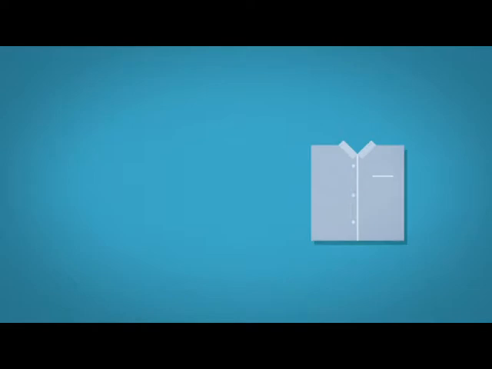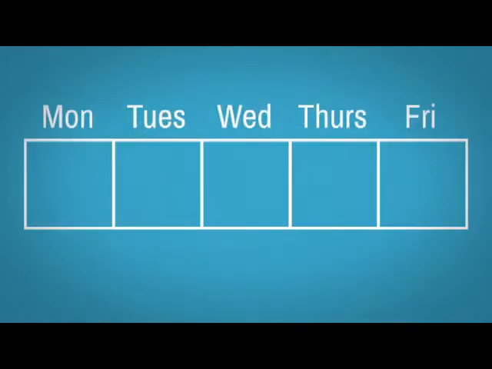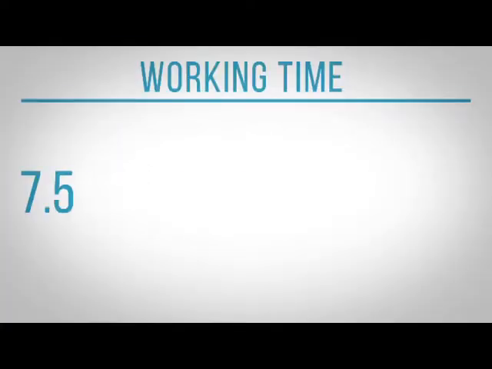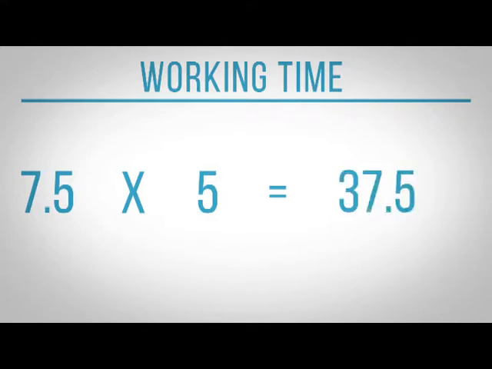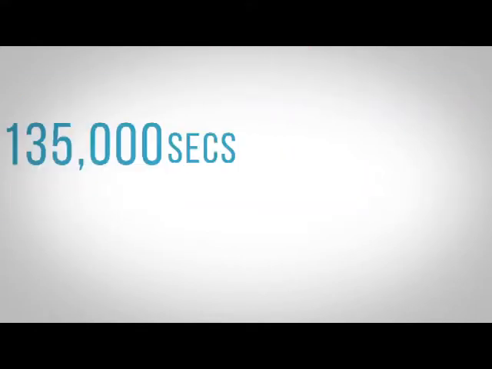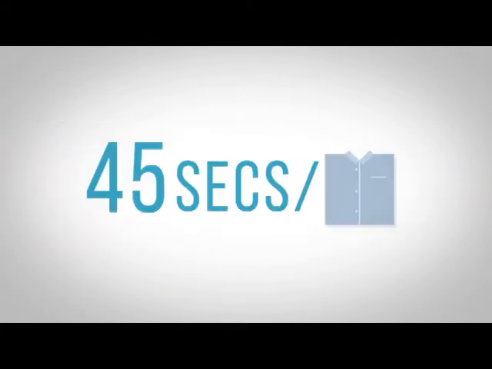For example, a manufacturer needs to produce 3,000 shirts for a week. Each week is 5 working days. Each day is one 7.5-hour shift. So the total working time is 135,000 seconds. That means one shirt needs to be produced every 45 seconds. This is your takt time.